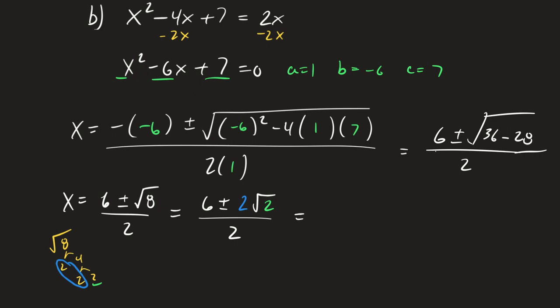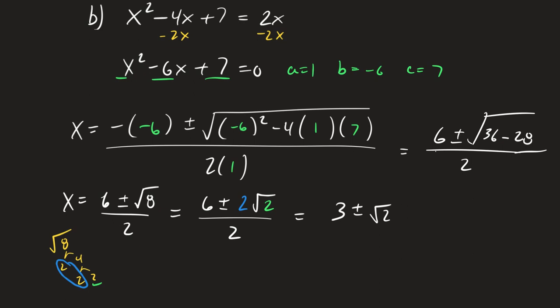So 6 divided by 2 is 3, and then plus or minus. And then this 2 divided by 2 is 1, so I have 1 radical 2, so I'm just going to write radical 2. And then, of course, this 2 divided by 2 is 1. And so I could put a 1 there, but we usually don't do that. The same way, there could be a 1 right here, but we don't do that. And so there's the simplified answers.